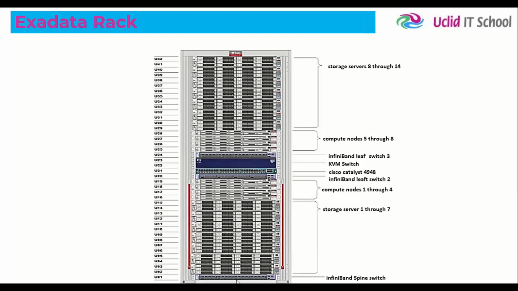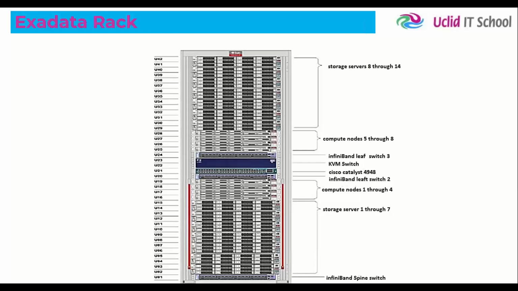Then at the bottom of the rack, that is rack unit number one, you will have another InfiniBand switch. InfiniBand switches are of two types: spine switch and leaf switch. The spine switch, if present, will be in the first unit, unit number one. Then you will have leaf switches in the center like this. So that way, whenever you get an opportunity to physically see an Exadata system, you can understand what these components are. Where is your switch? Where is your database server? Where is your storage server inside the rack?